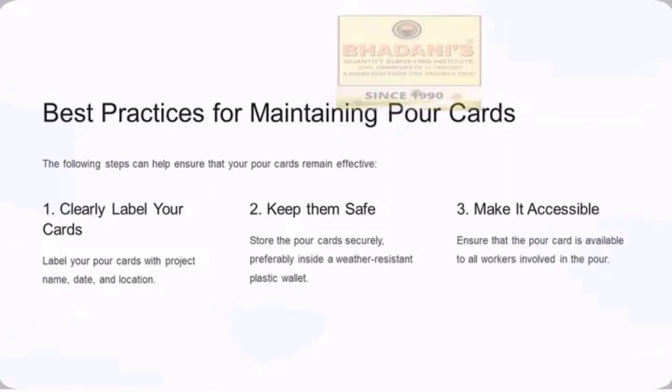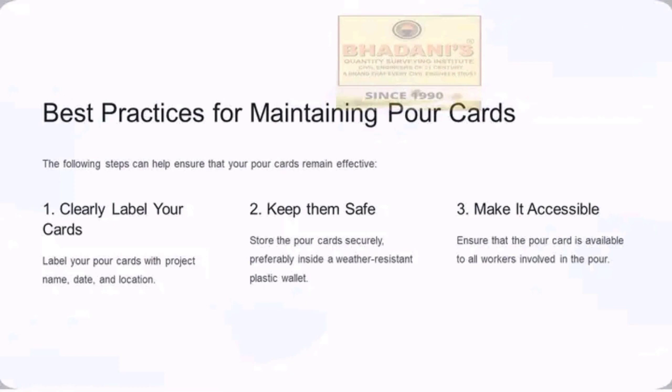Now, best practices for maintaining pour cards. There are various steps. Step 1, clearly label your card. Label your cards with project name, date, and location. This will help you in future when you need to refer to some details of which project you used this pour card and it was successful. When you label them and you note them correctly, it will help you.